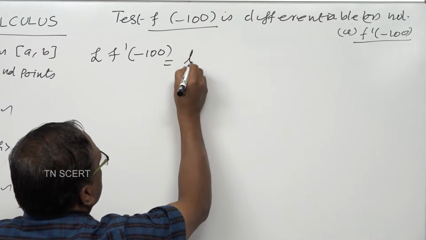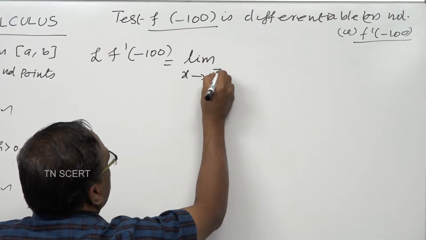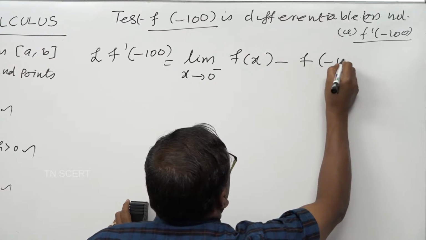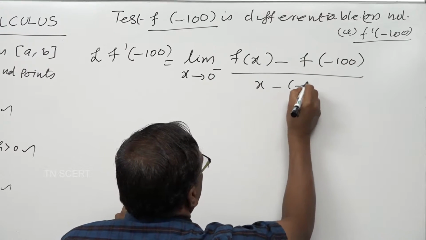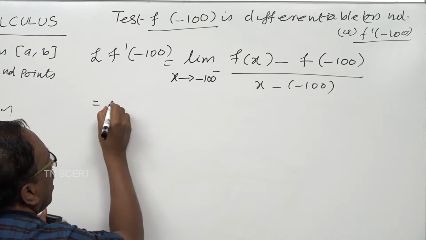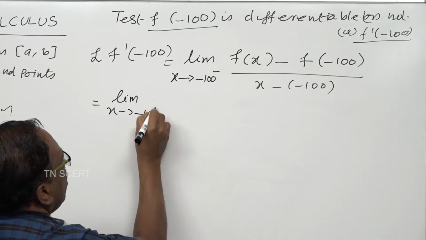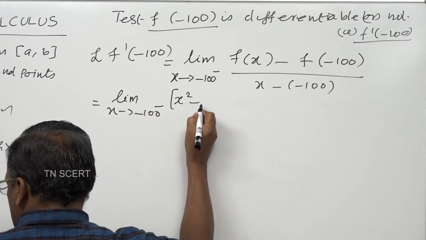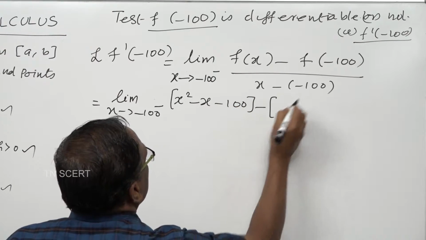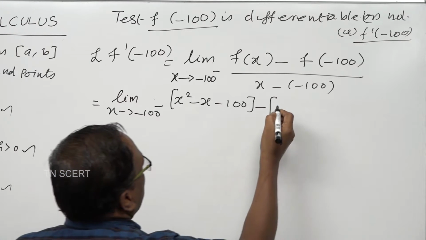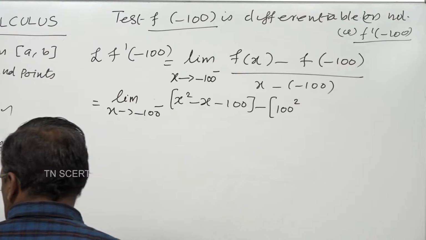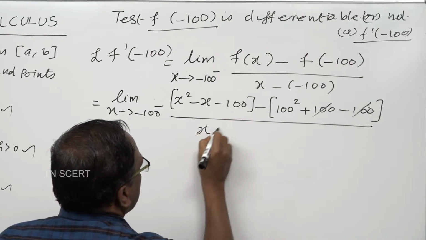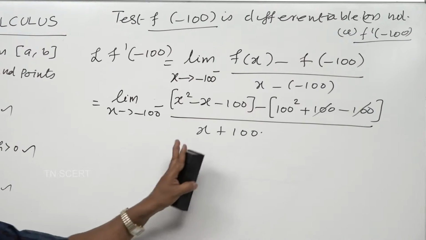Now, limit x tends to minus 100 from the left of f of x minus f of minus 100, whole divided by x minus of minus 100. Here f of x is x square minus x minus 100, and minus f of minus 100, we just substitute the value, that is 100 square minus of minus plus 100 minus 100. So it gets cancelled over x plus 100. This is the value I got.